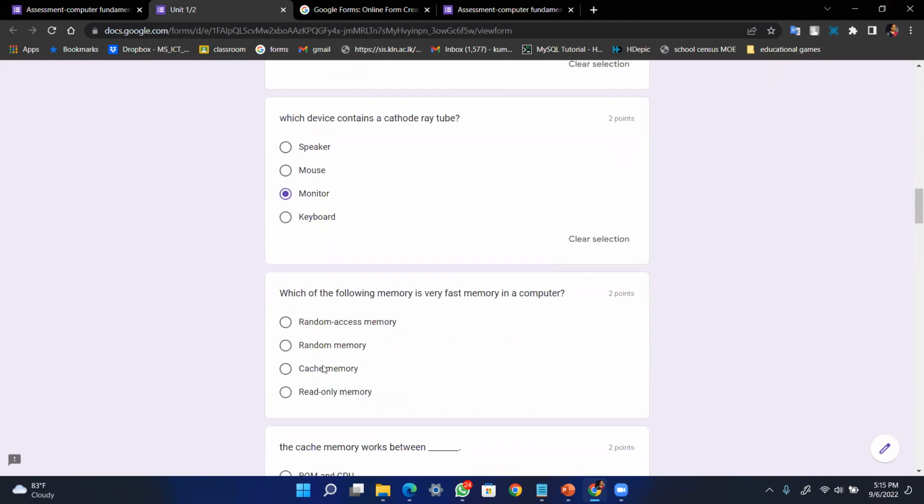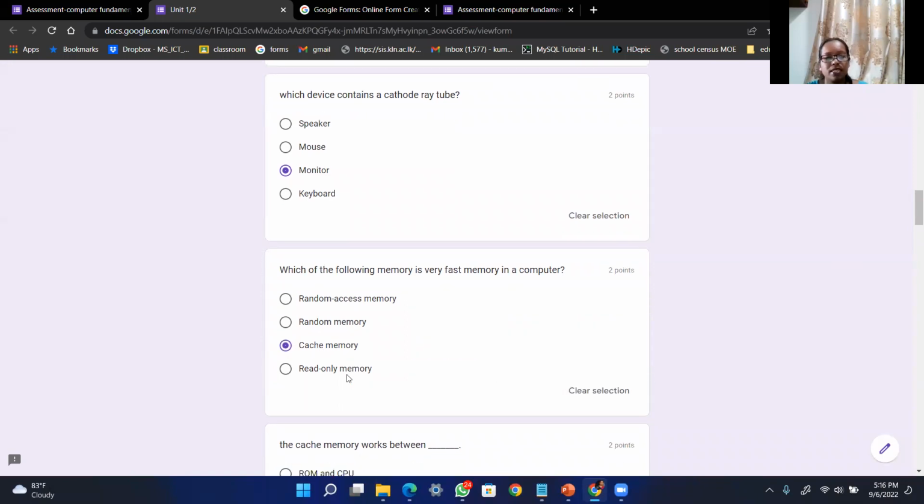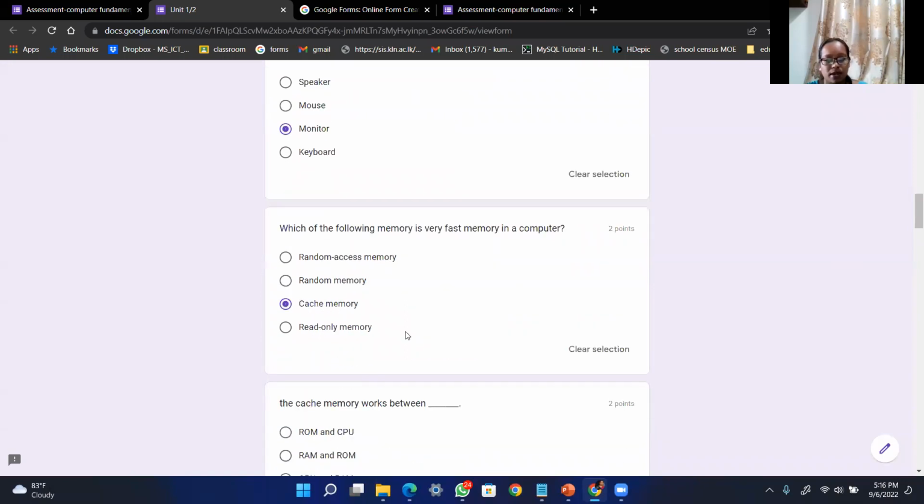Which of the following memory is very fast memory in a computer? Cache memory. Yes. If the register memory is there, the answer should be that one. Register. Okay? Out of these four, the cache memory we can take. The register memory is faster than this one as well.